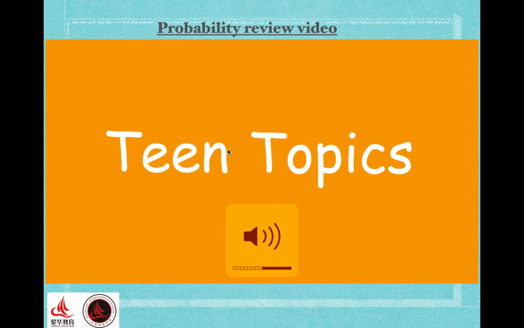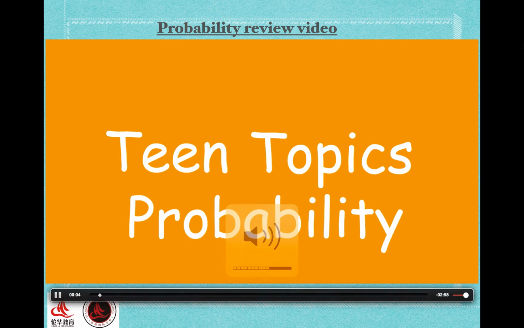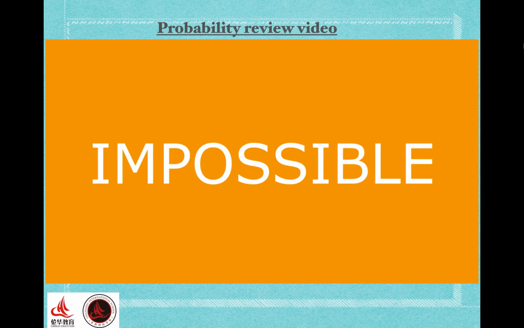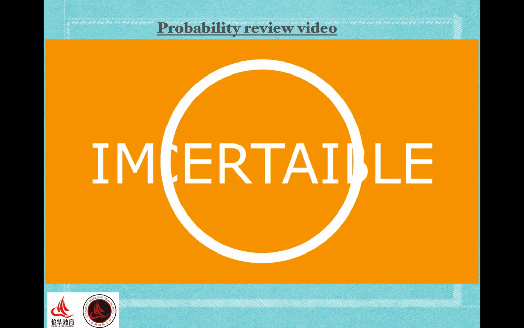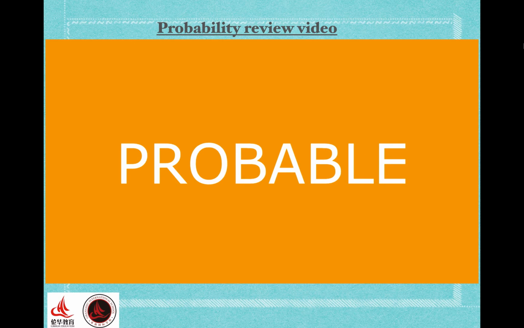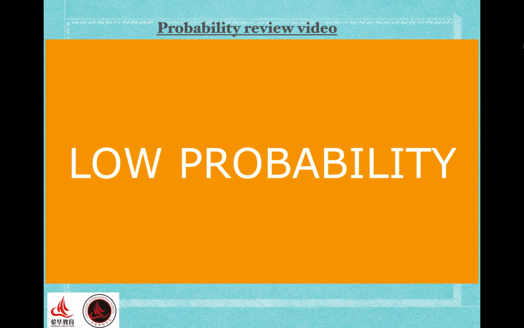Hello and welcome to Teen Topics, where you'll learn all you need to know about probability. Some things are likely to happen, some things are unlikely. Some things are so unlikely that they are impossible, some things are so likely to happen that they are certain. Some things that seem unlikely are actually quite probable. Sometimes the reverse is the case.